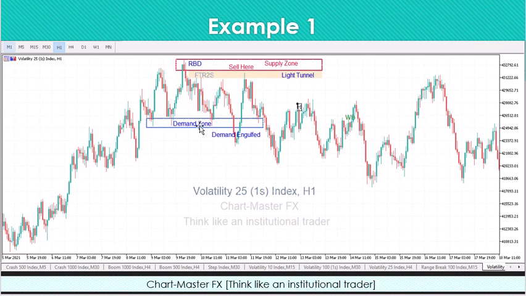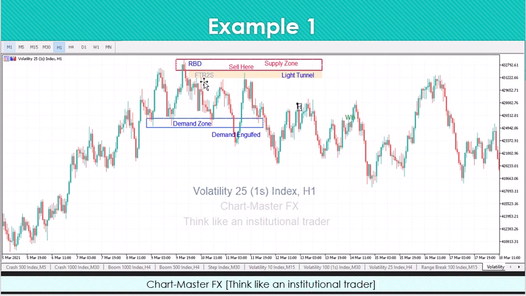And as you can see here in example number 1, the price actually came to test this demand for the first visit. Then the price came back again for the second visit, and now we know that the condition of price visiting the demand zone has been met. Then before the price engulfed this demand, guys, you can see here that we have an RBD, which is what we call a rally base drop.